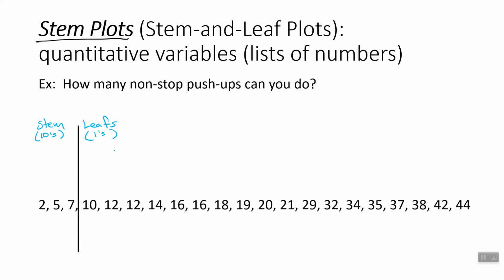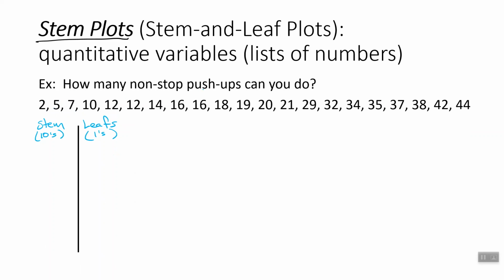All right, so here's a set of numbers. How many nonstop push-ups can you do? And let's see. So these have no 10s. The 10s start with 1. Looks like a lot of those. And then we've got the 20s, the 30s, and the 40s. So the stem for these guys would be 0, and then we'd have a 2, a 5, and a 7. The stem for these guys, the tens digit here is a 1.